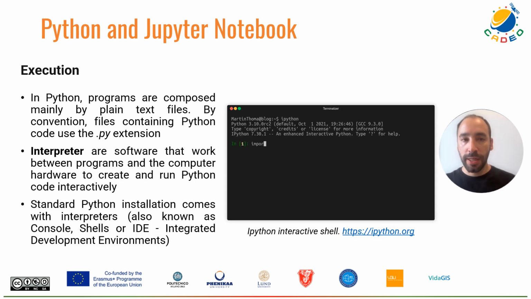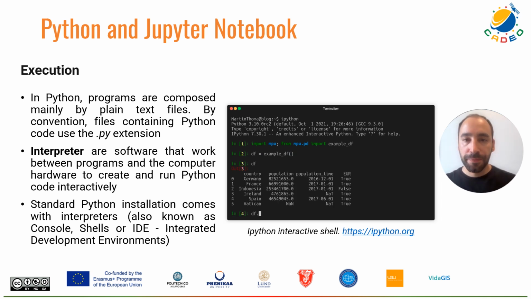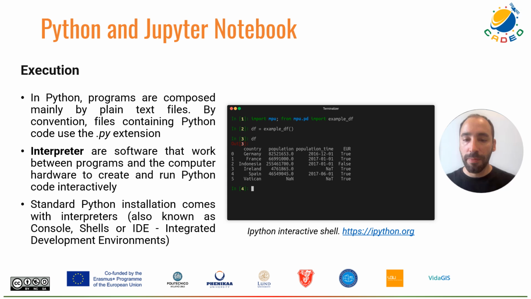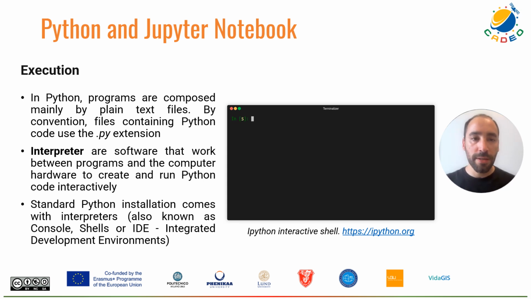Now we have all the ingredients to start creating our programs in Python. In Python, programs are primarily written in plain text files. By convention, these files use the .py extension to indicate that they contain Python code. To run this code, we use a tool called an interpreter. The interpreter acts as a bridge between the Python program and the computer hardware, allowing us to execute code interactively.